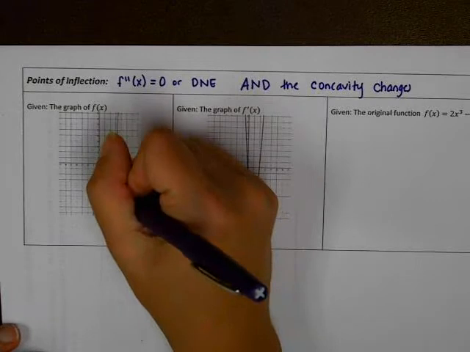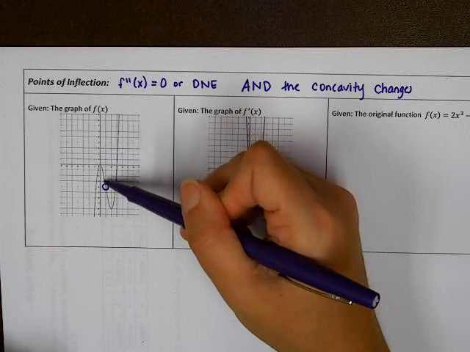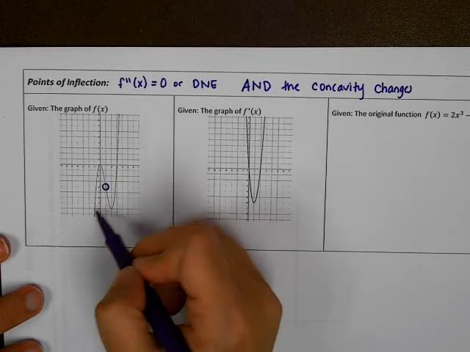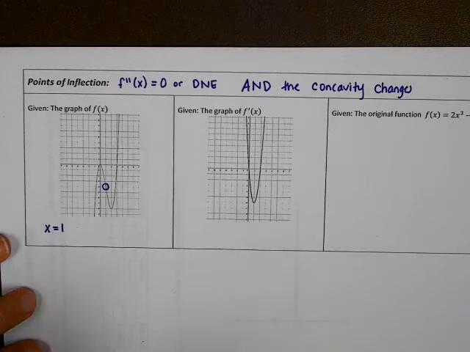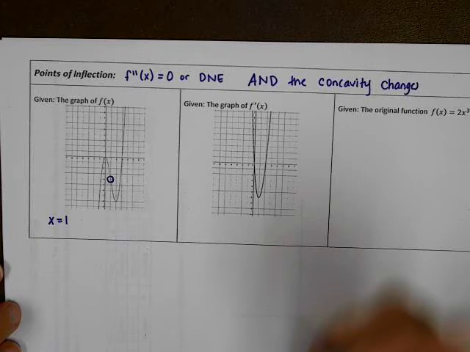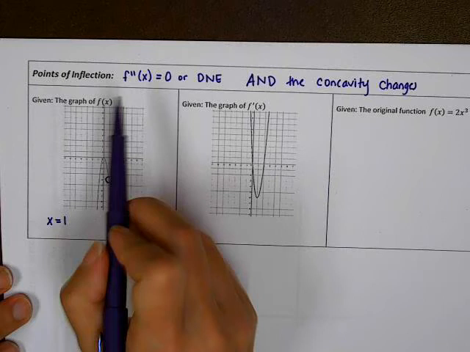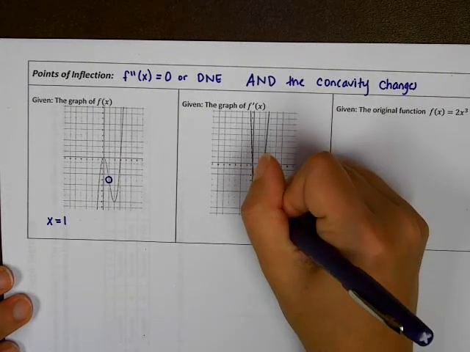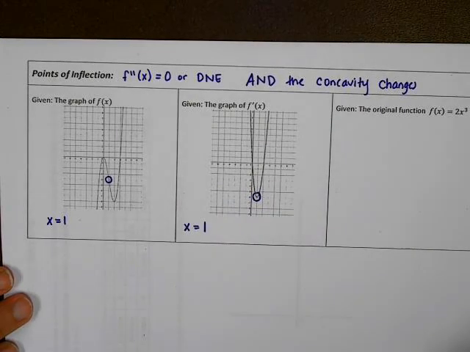On this graph, the point of inflection would be here, because that's the place that links together this concave down portion of the graph with the concave up portion of the graph. So because the concavity changes from negative to positive, we would say x equals 1 is a point of inflection. For the next picture, the point of inflection is going to be the place where the slope changes from negative to positive, because the second derivative is the slope of the first derivative. So the slope changes signs here, which would be at x equals 1 again.